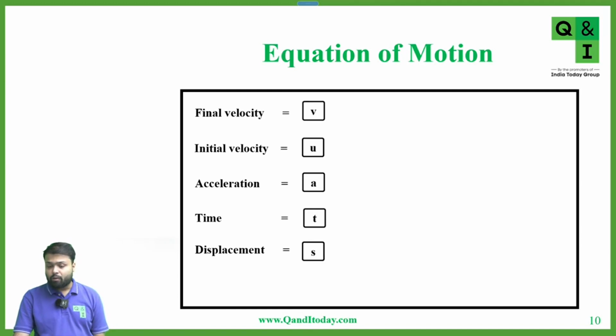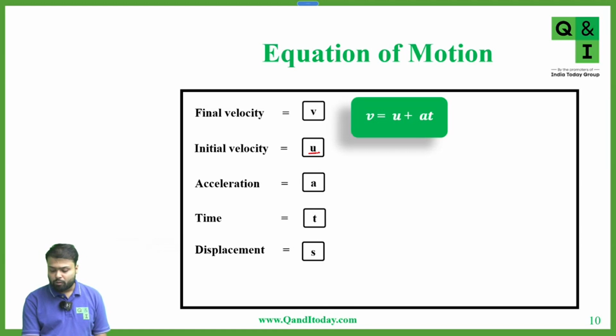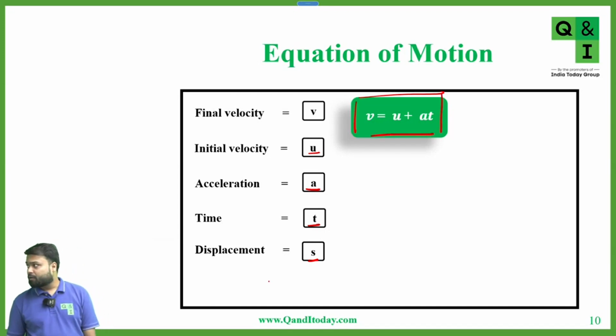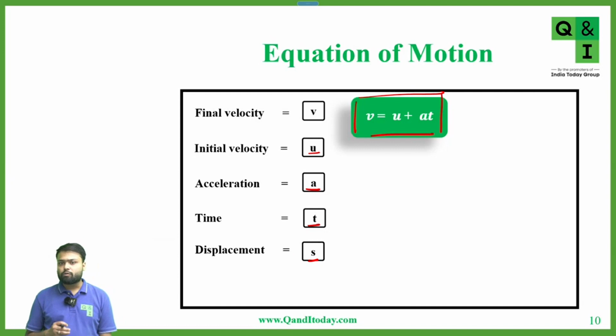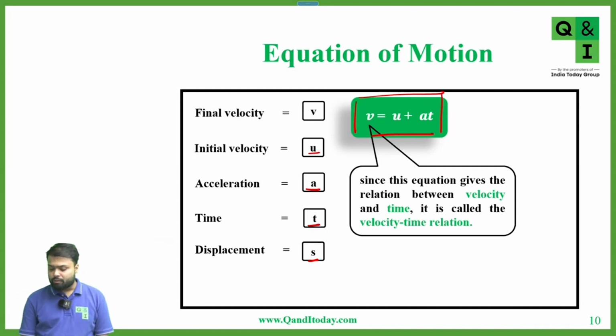Now, if I represent final velocity by v, initial velocity by u, acceleration by a, time by t, and displacement by s, then the first equation of motion is v equals u plus at. This equation gives the relation between velocity and time, so it is called the velocity-time relation. With respect to time, how velocity is changing is given by v equals u plus at. v and u are both velocities.